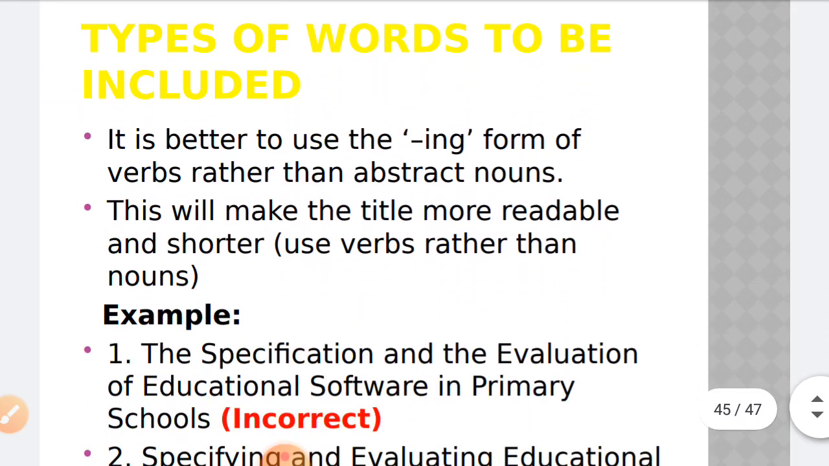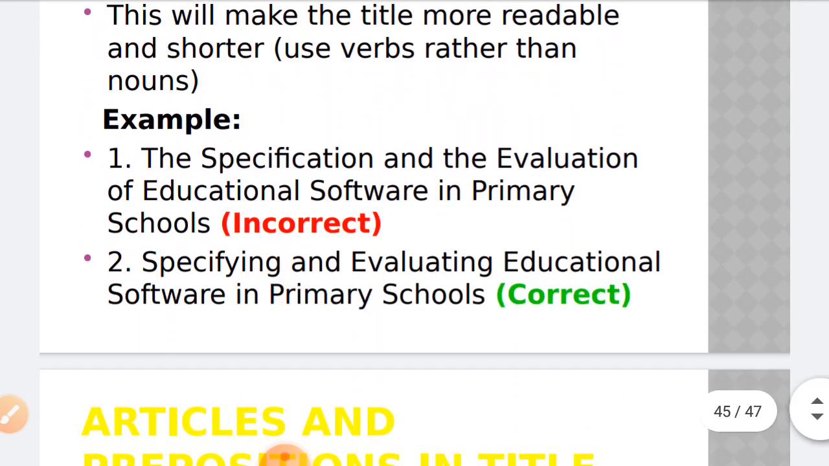Types of words to be included. It is better to use the ing form of verbs rather than abstract nouns. This will make the title more readable and shorter. Thus, use verbs rather than nouns. Let us take this example of two sentences here. Sentence 1, the specification and the evaluation of educational software in primary schools. That is a title of research paper.